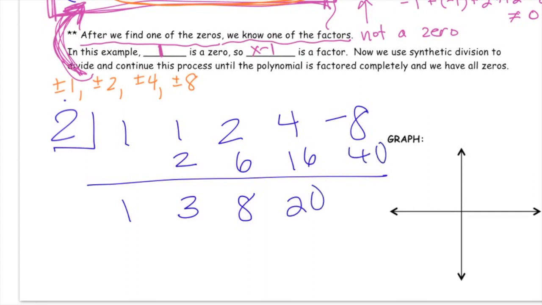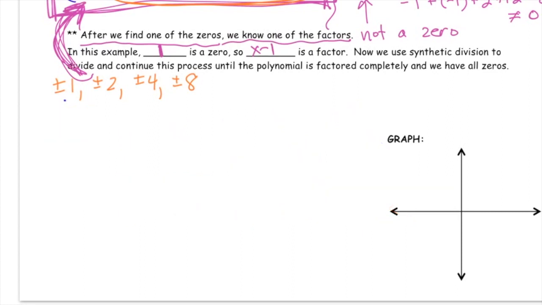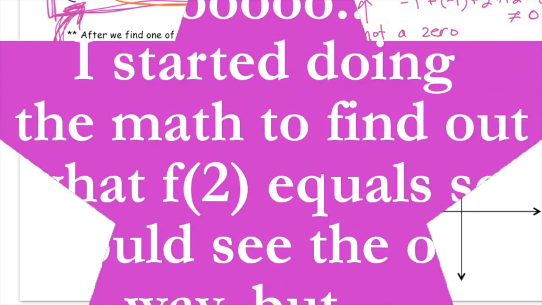So we know because we didn't get 0 here, we're not going to get 0, right? I didn't even finish doing the math, but we know we're not going to get 0. So we know that 2 is not a solution, which we could have also figured out had we just plugged in f of 2.